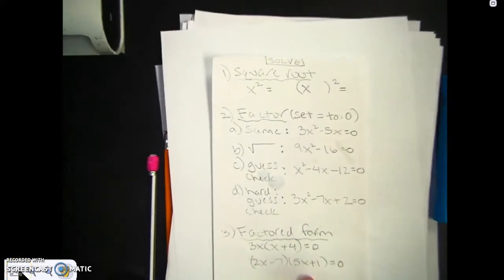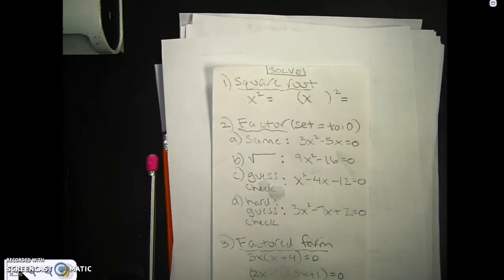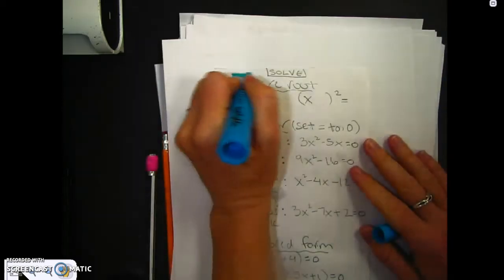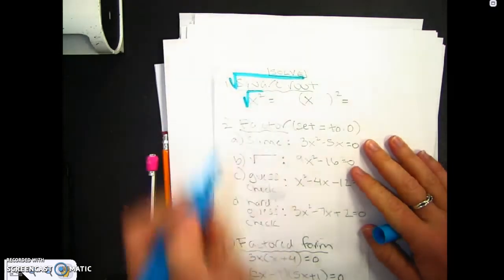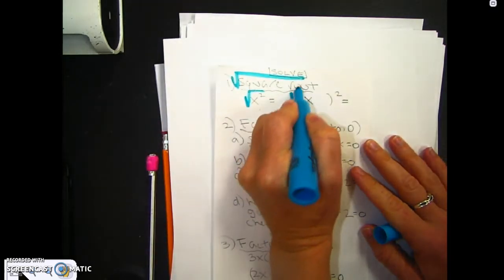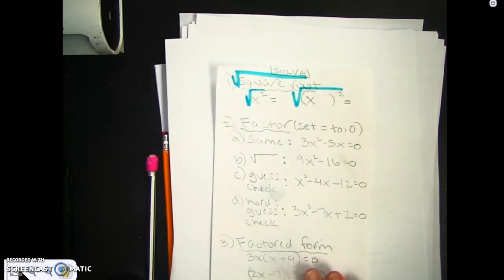Okay, so I wanted you to be able to see the difference between the different kinds. So the first thing I want to talk to you about is the square root. When are you going to do the square root? When you just see an x squared, or you just see an x quantity squared. That's when you're going to square root.